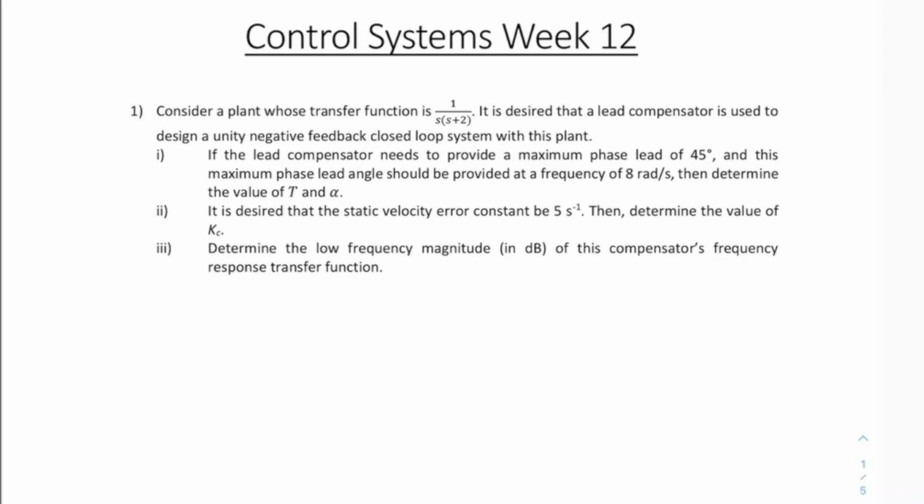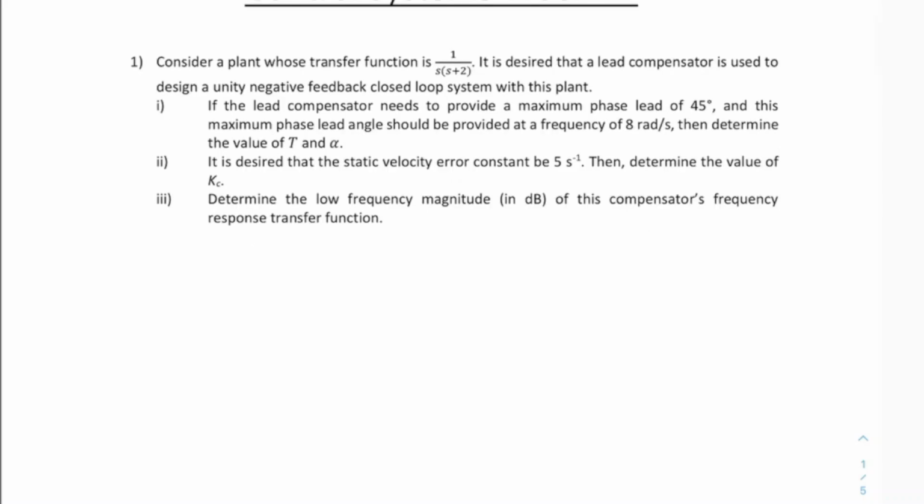In the first question, we have been given a plant whose transfer function is given by this. It is desired that a lead compensator be used to design a unity negative feedback closed loop system with this plant. So P of S is 1 over S in bracket S plus 2, and we have to design a lead compensator.